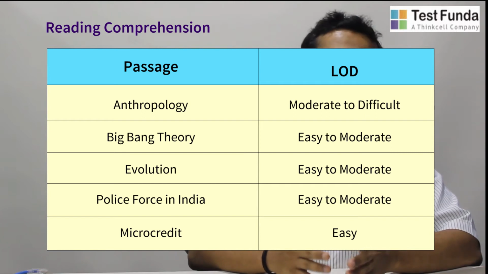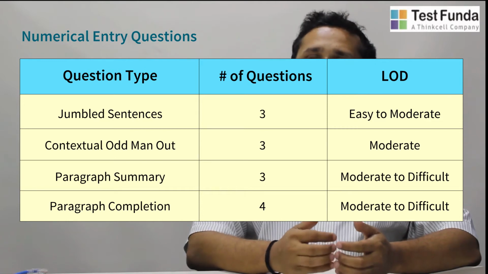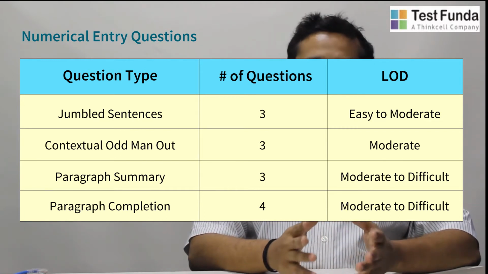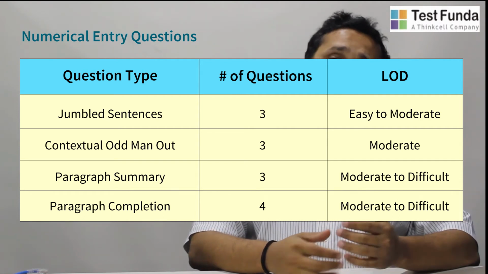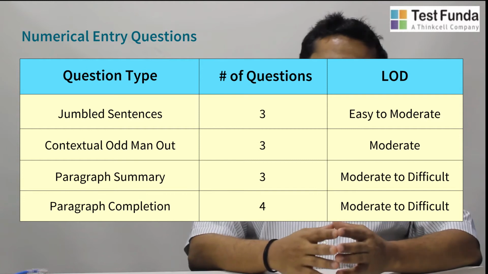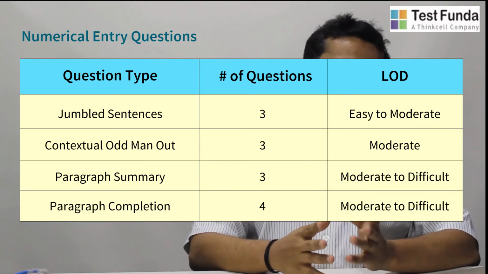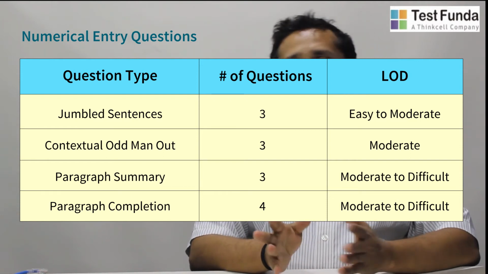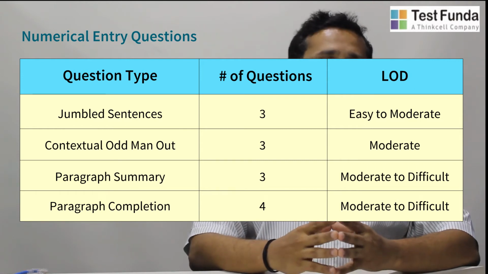Having looked at RC, let's look at the non-RC questions, that is the numerical entry or TITA questions. The typical chapters from which they were covered: jumbled sentences, contextual odd man out, paragraph summary, paragraph completion. Which of them were easy? Jumbled sentences, yes, easy to moderate. Contextual odd man out were moderate, while the 2 paragraph based question types, para summary and para completion, were difficult.